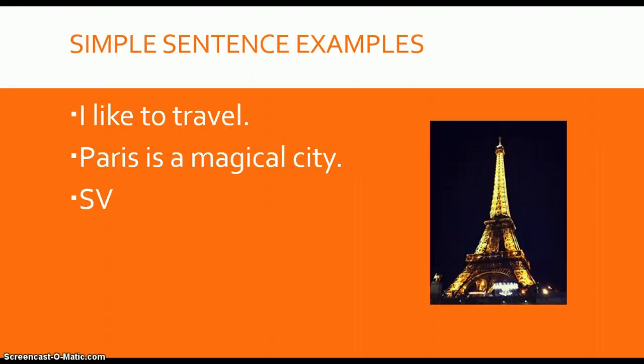Let's start with this one. This is a simple sentence. Both of these are simple sentences. I like to travel, and Paris is a magical city. Both of these sentences contain one subject and one verb. In the first one, we have the subject I and the verb like. In the second one, we have the subject of Paris and the verb is. This is, again, the simplest of our simple sentences.